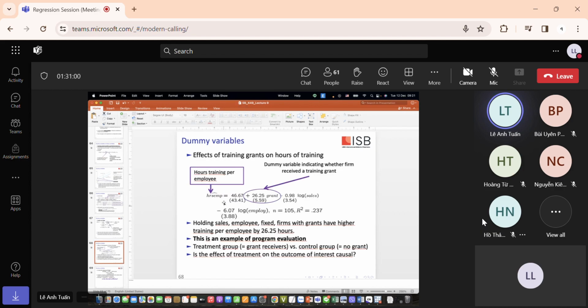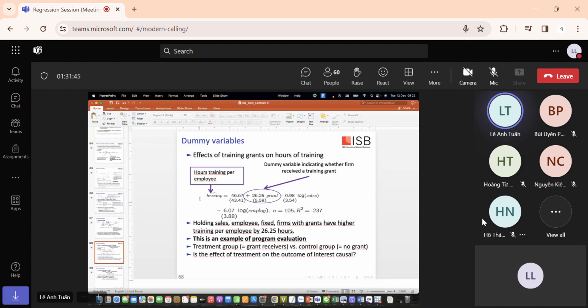Similarly, we have dummy variables, which are used to evaluate a policy change or a policy program. For example, the government would like to enhance the training activity in firms, and they give money to firms, a fund for the training activity. After the program, they would like to test whether this program is effective or not.